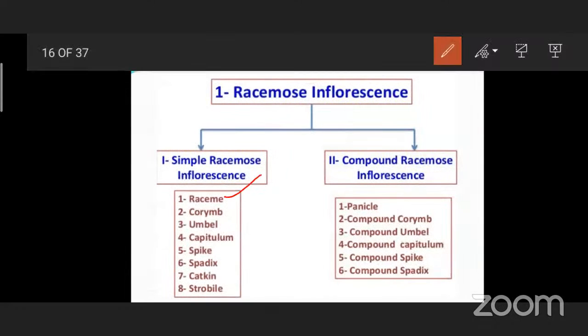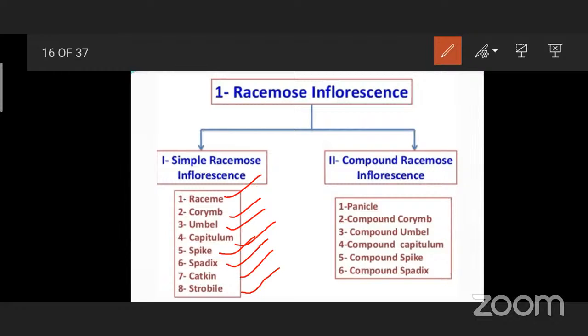First one raceme, second one corymb type, third one umbel type, fourth one capitulum or head inflorescence, fifth one spike, sixth one spadix, seventh one catkin, eighth one strobili. But from your exam point of view, only 6 types of racemose inflorescence are asked.